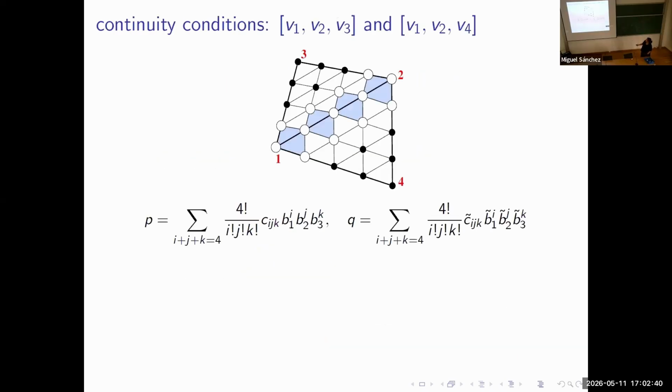Okay, so that's for 4. So here we have it. Two triangles, right? I have my polynomial over one triangle. I'm going to call it P. Let's say it's on the top, and the second one is Q, and it's on the bottom triangle. And each one of them has its own basis and its own coefficients.